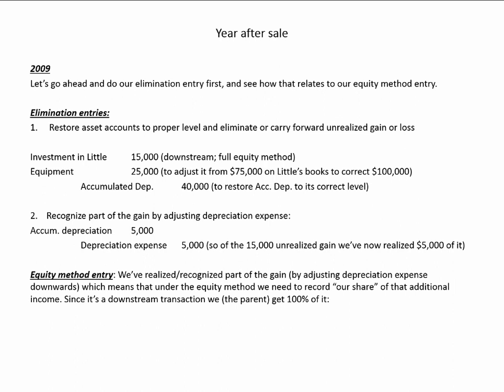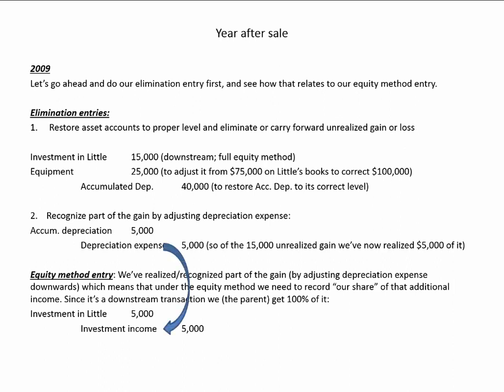So we've recognized part of the gain by adjusting depreciation expense downwards, which means that under the equity method, we need to record the parent's share of that additional income. And again, since this was a downstream transaction, we, the parent, get 100% of that. So we're going to increase our investment income by $5,000. That's our share of the $5,000 gain that's being recognized. And we debit the investment in Little.